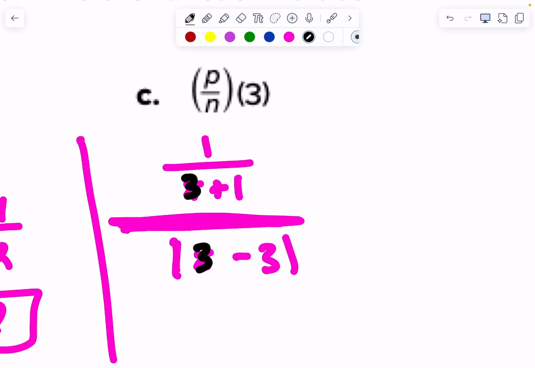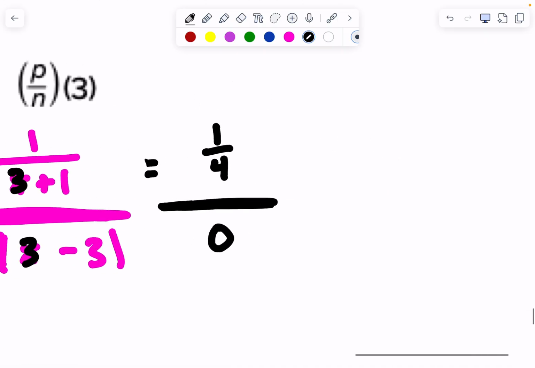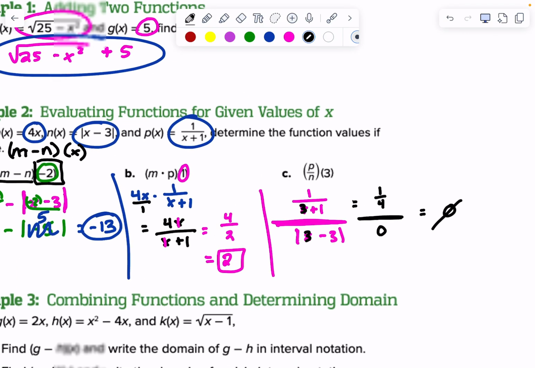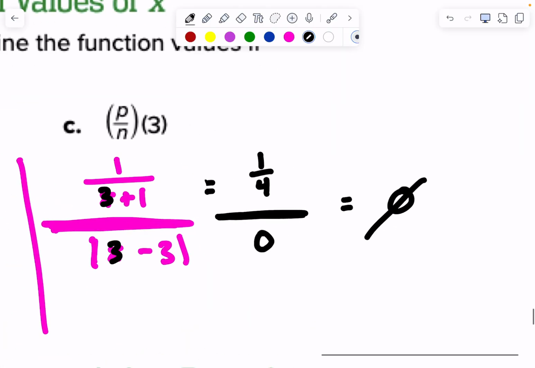3 and 3. Oh, boy. On the top, we have 1 over 4, all over the absolute value of 3 minus 3, which is the absolute value of 0, which is 0. 1/4 divided by 0 is how much? Undefined. 0 on the top is 0. 0 on the bottom is undefined. So that one does not have a value. That's why it says find the function values if possible. This one's not possible. So you have no solutions. 0 on the bottom is bad.